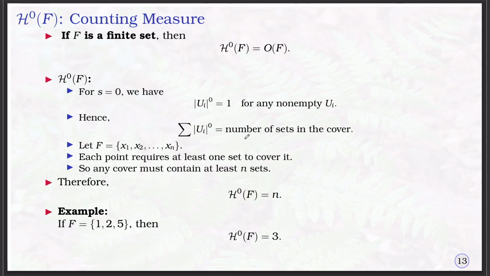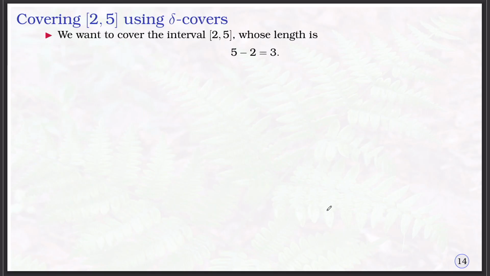Now, for example, if you take a set with 3 elements, then H0 of F equals the number of elements in this set, which gives the value 3. Now, let us find the Hs of F for this closed interval 2 comma 5.